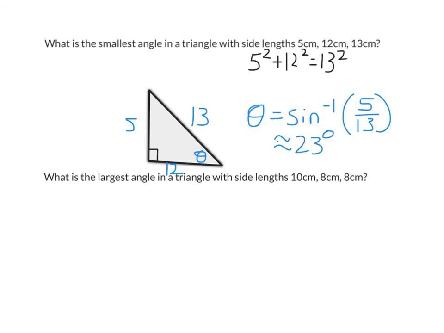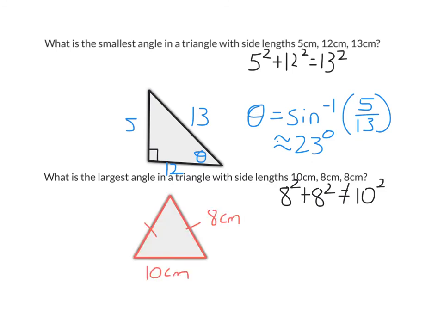All right, let's look at this next question. Now we're going to find the largest angle in a triangle with side lengths 10, 8, and 8. So this one is not right-angled because 8 squared plus 8 squared does not equal 10 squared. It's not right-angled, but it is isosceles because it has two sides of equal length. So the triangle is going to look like this. So it's an isosceles triangle.